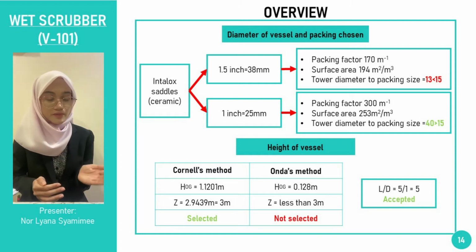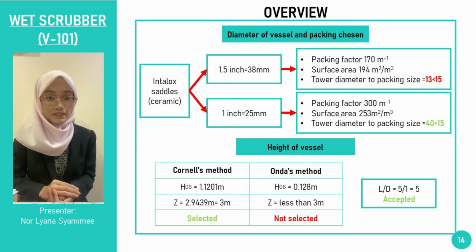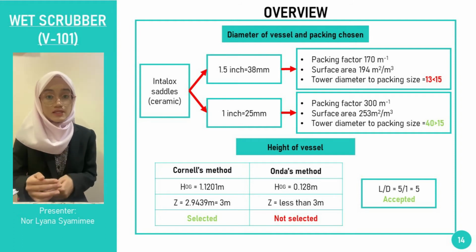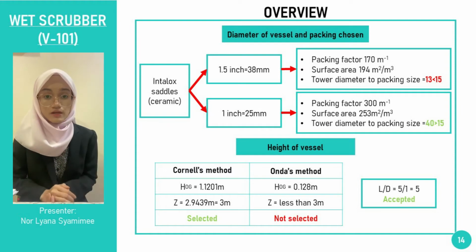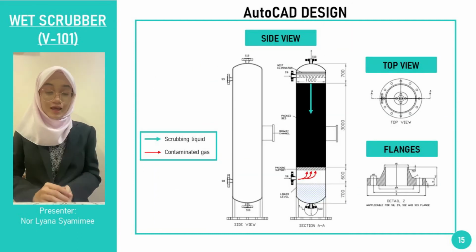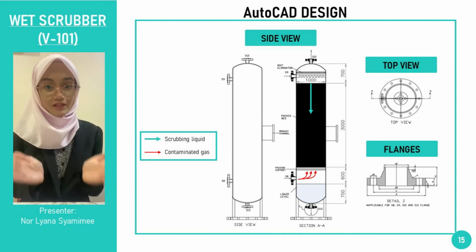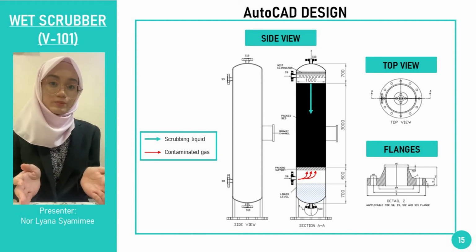3 meters height for the packing, 0.7 meter height for the liquid level, and the remaining are for the liquid nozzle, distributor, mist eliminator, and the head. For the same thing, I will check the heuristics for the packed towers. The ratio of L over D for this wet scrubber is 5, which is in the range of 2 to 30, which is acceptable. Last but not least, this is our final look of the packed wet scrubber after going through the 2 major steps.